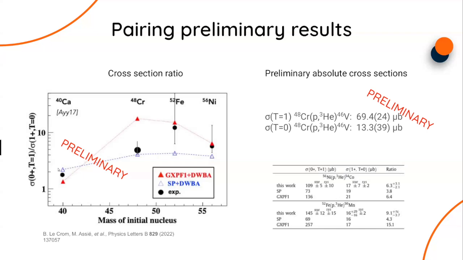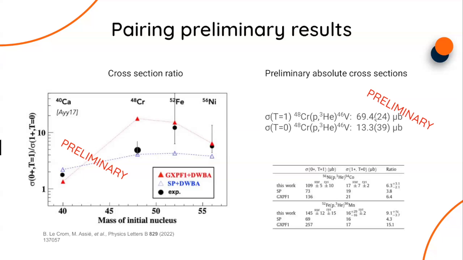I'm also showing here some preliminary results for absolute cross-sections. These results are quite recent and are still very preliminary, but we expect them not to change too much. We can see that even the absolute cross-section for the isovector state, if we compare it to what we had in the previous experiment for 56 nickel and 52 iron, is systematically lower. We had kind of an increase of the cross-section there, and now it's much lower than what we had in the past.